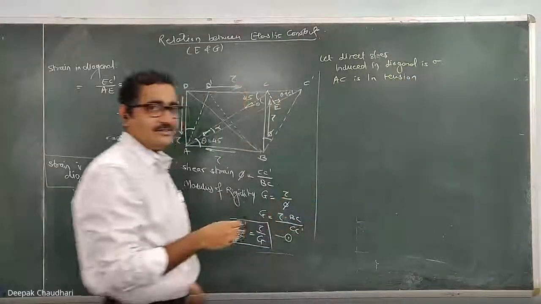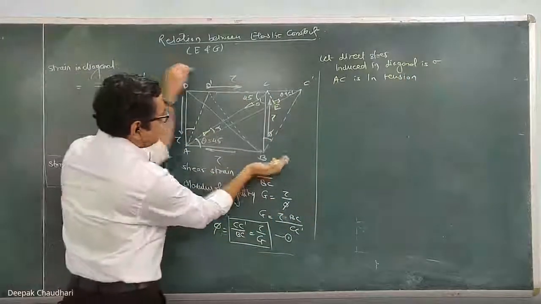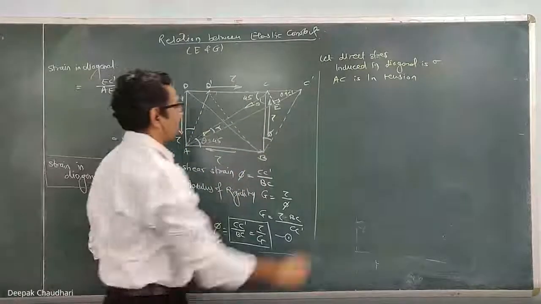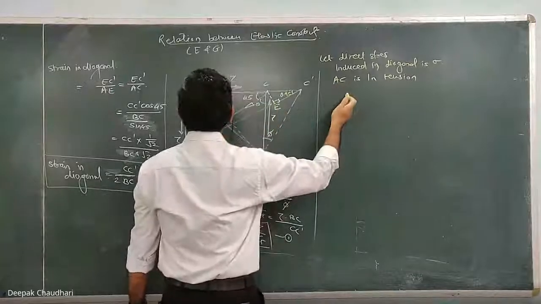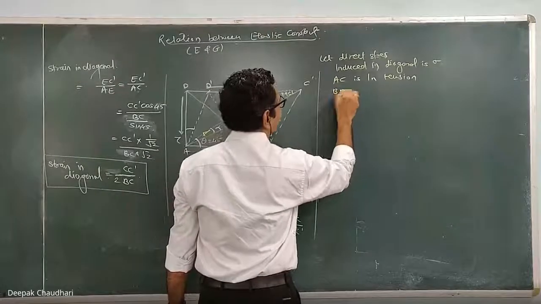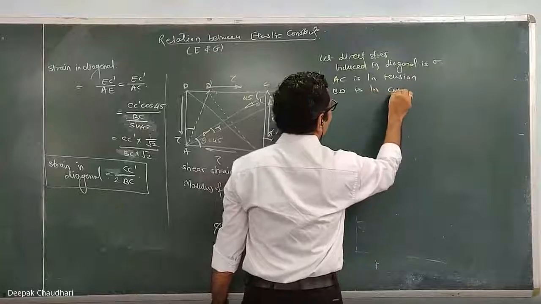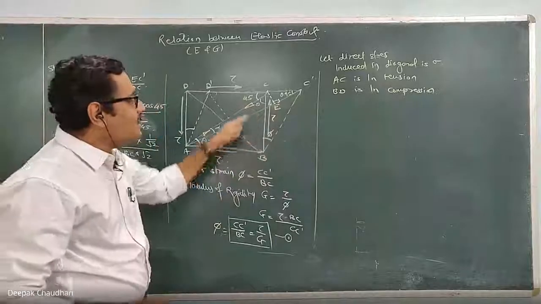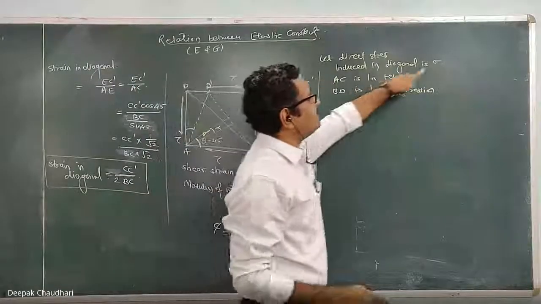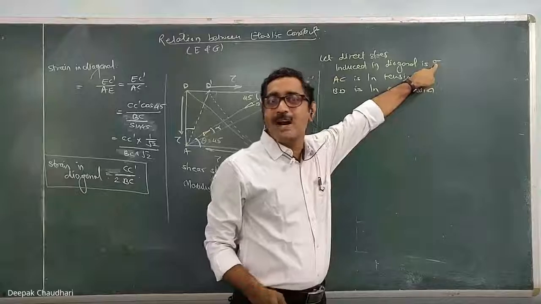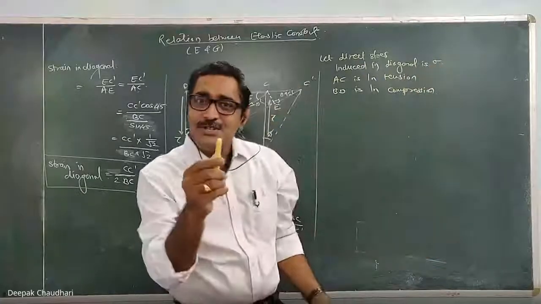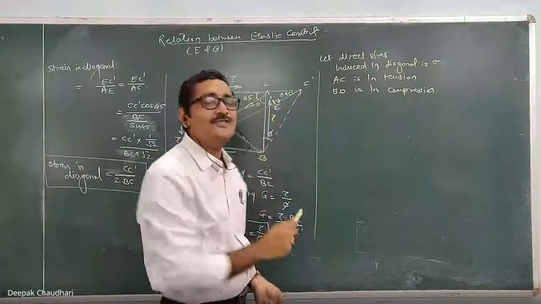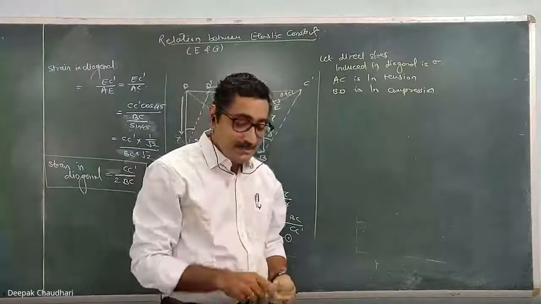AC is in tension because it is distorted, whereas this diagonal gets compressed. This was the original length, and this gets compressed. So AC is in tension and BD is in compression. Have you understood this? We are assuming that the stresses induced in these two diagonals are direct stress, sigma. This direct stress is induced because of the shear stress acting on this. In detail, we are going to study these things in principal planes and stresses.